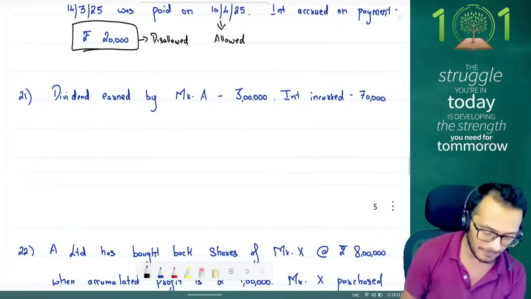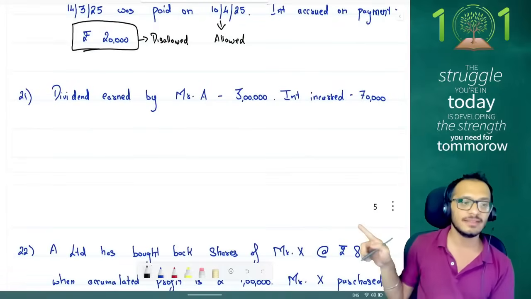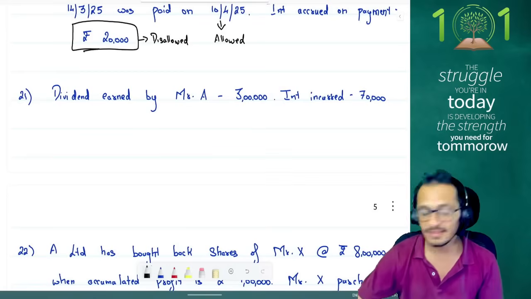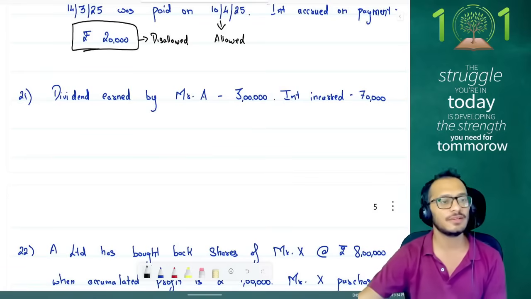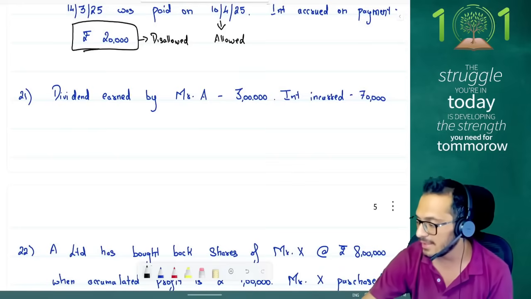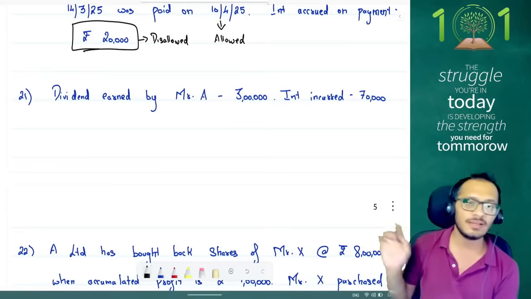Clear? Yes, amazing. Section 21, where in IFOS, people, dividend earned is 3 lakh rupees, interest incurred is 70,000 rupees. The dividend rule says when you have incurred any interest for the purpose of dividend, you can only claim up to 20 percentage of the dividend income. So 3 lakhs into 20 percentage gives me 60,000 rupees. I have incurred 70,000 rupees.